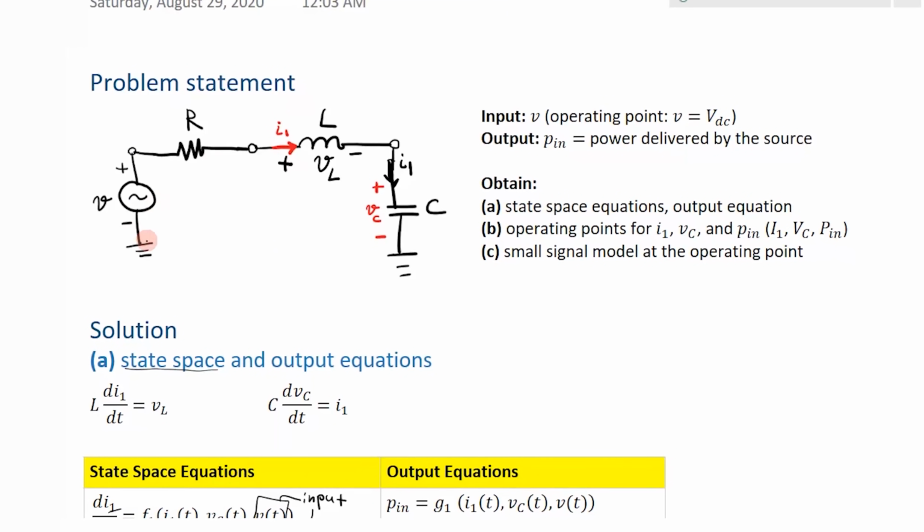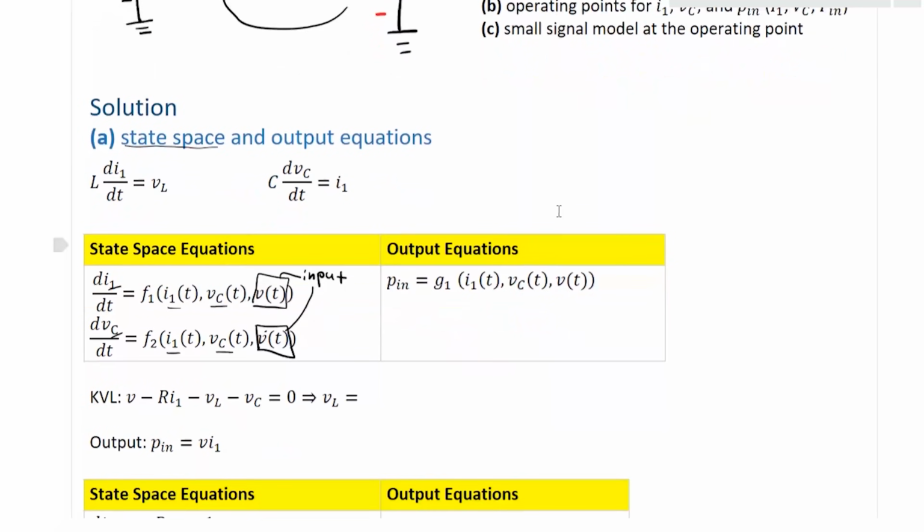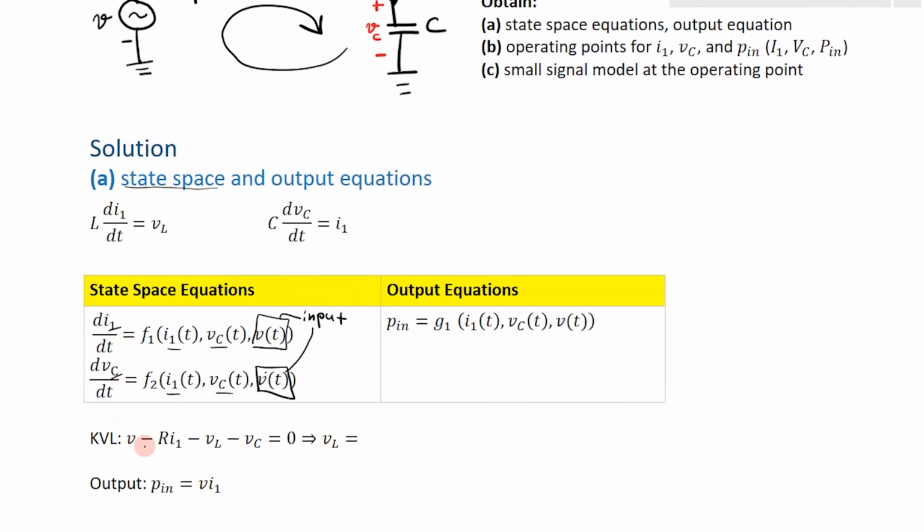So you see here, let's make a loop like this one. We'll have plus V minus voltage drop over the resistor, which is going to be R times this current. So V minus RI1 minus VL minus Vc. I'm going to write it here. It is V minus RI1 minus VL minus Vc equals 0.